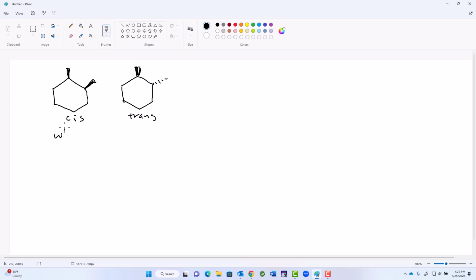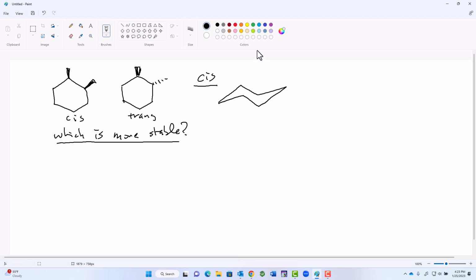And my question is, which is more stable? With cyclohexane, unlike cyclopropane, we have to examine both chair flips of the molecule to determine which one is actually going to be more stable. So let's examine these two molecules. Let's start with the cis. So we're going to start by drawing the chair form of the cis cyclohexane.